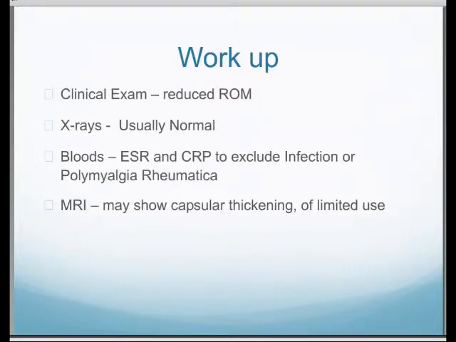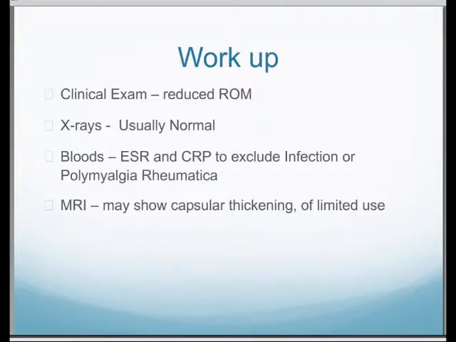Your bloods, ESR and CRP, can be done effectively to help exclude infection, which is always a risk, and a painful stiff shoulder or polymyalgia rheumatica can also have a similar presentation. MRI can show capsular thickening, and some studies describe a 4 millimeter thickening of the rotator interval as being pathognomonic with frozen or adhesive capsulitis, but it's not necessary to get a diagnosis of adhesive capsulitis.